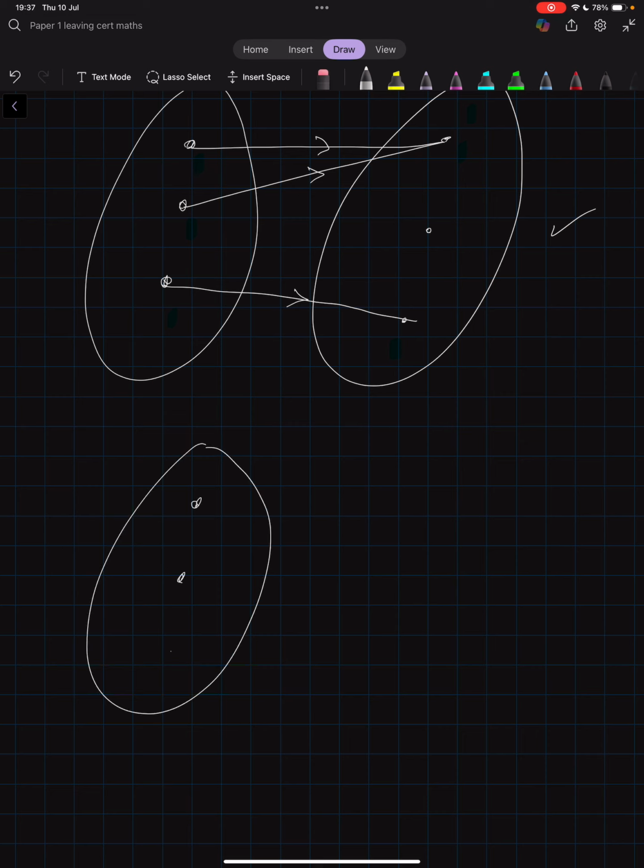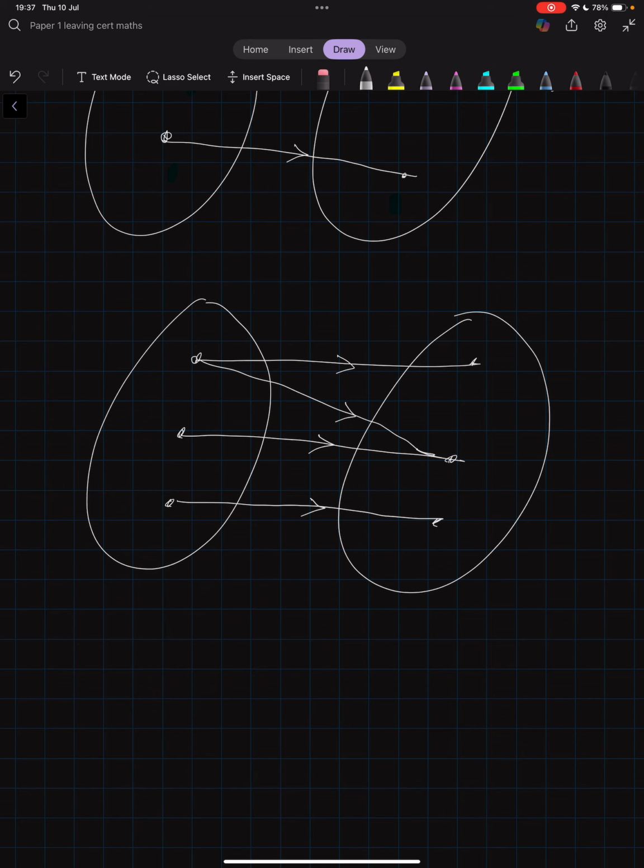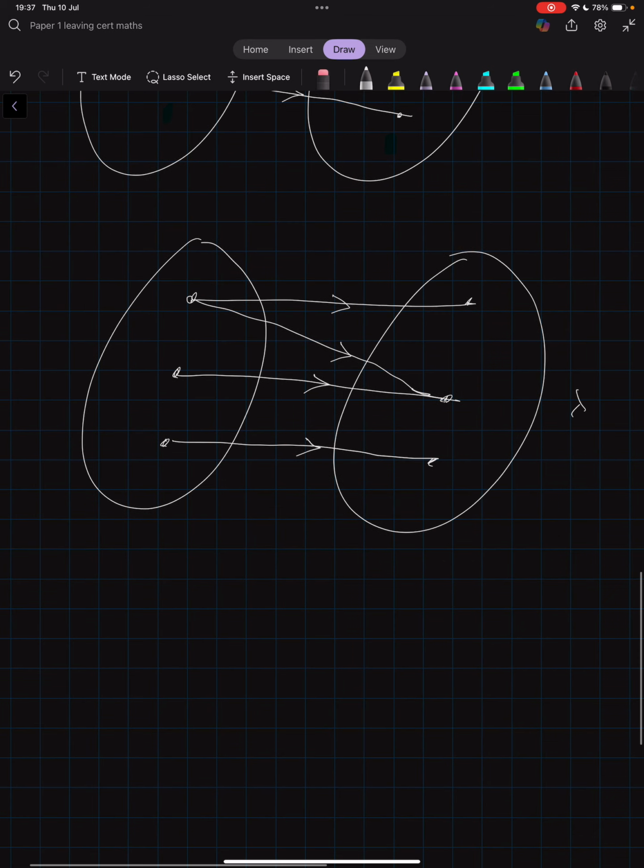Now, if I go to this one, so 1, 2, 3, 1, 2, 3. So this one now goes to here. This one also goes to here. This one goes to this one, and this one goes to this one. So now, is this a function? No. The reason is because of this guy. If you plug in one number into this, you get out two separate numbers. Okay, and so that's not a function.